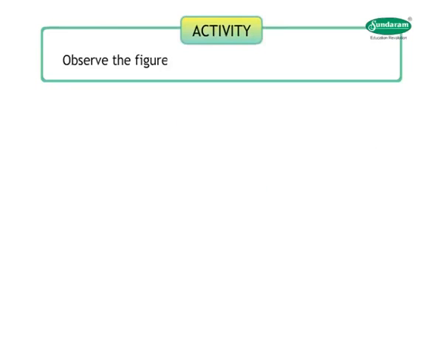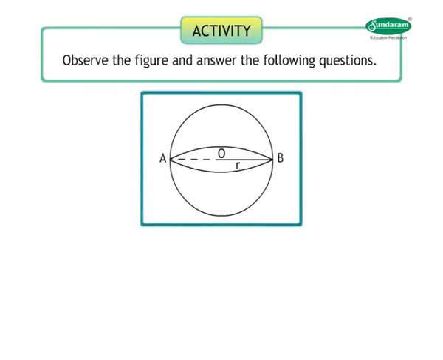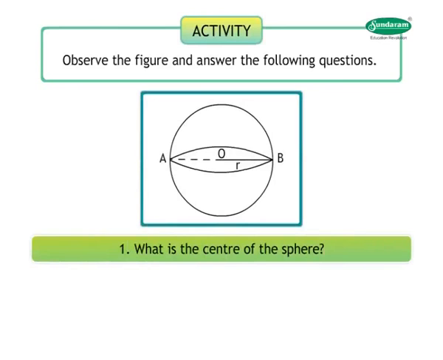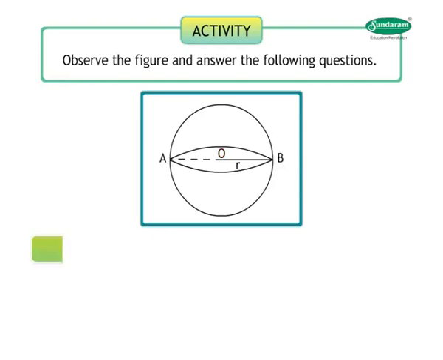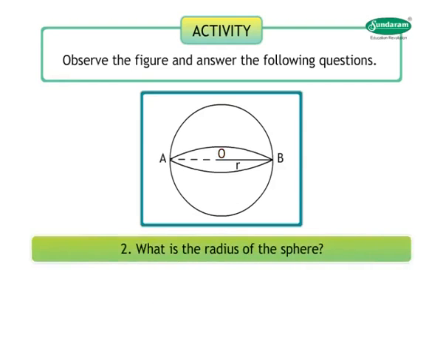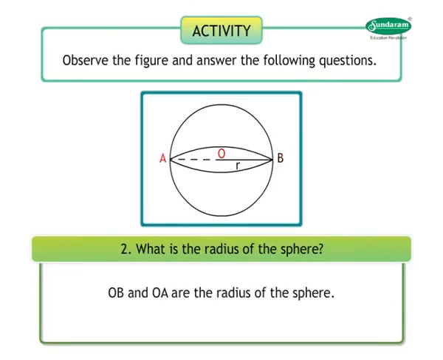Activity. Observe the figure and answer the following questions. Number 1. What is the center of the sphere? Answer. O is the center of the sphere. Number 2. What is the radius of the sphere? Answer. OB and OA are the radius of the sphere.